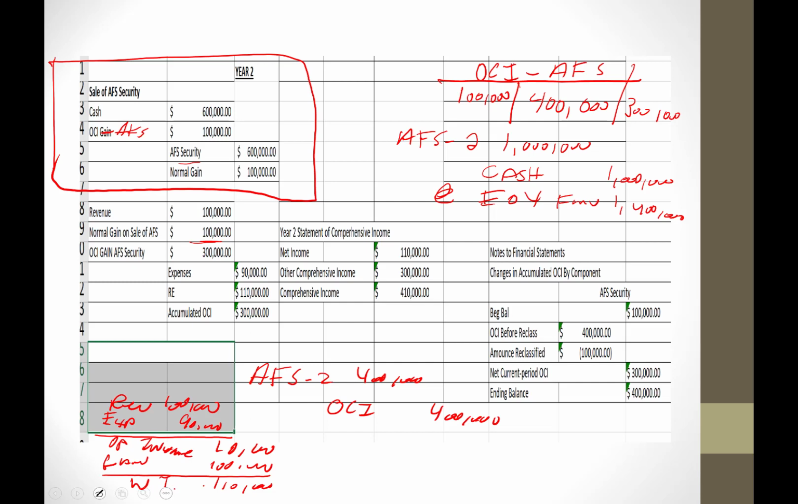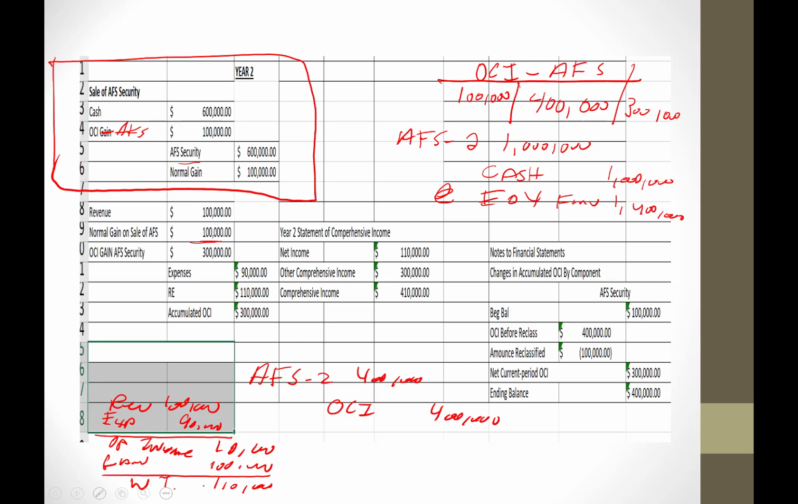I've got net income of 110. You can fight me all you want. I'm going to fight you. I'm going to win this battle. Revenue of 100,000, expenses of 90, operating income is 10, gain of 100,000. So I got net income of 110. See where I got the 110 net income from? Okay, so there's my net income of 110.